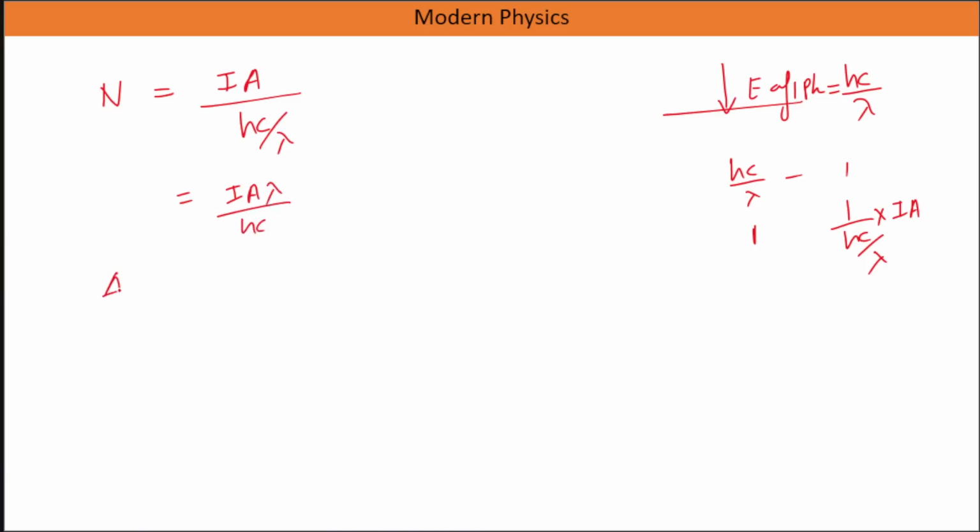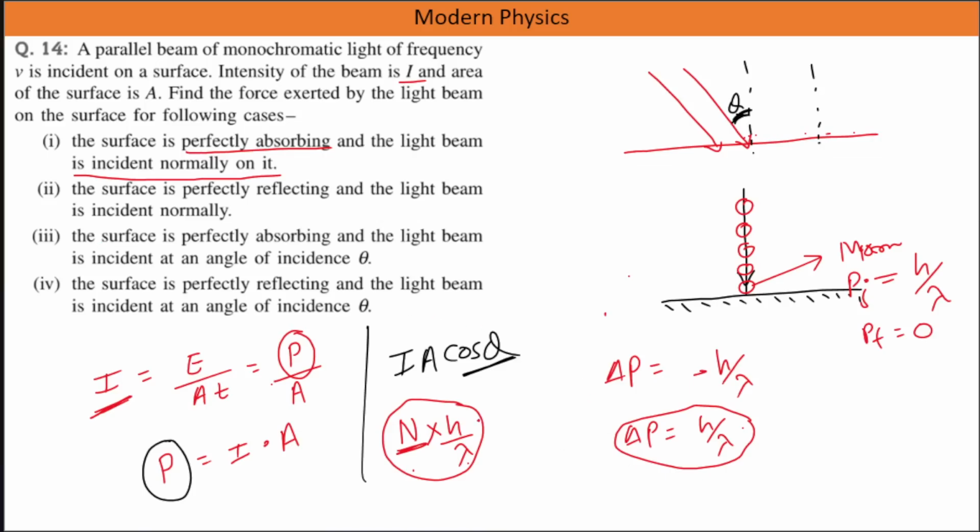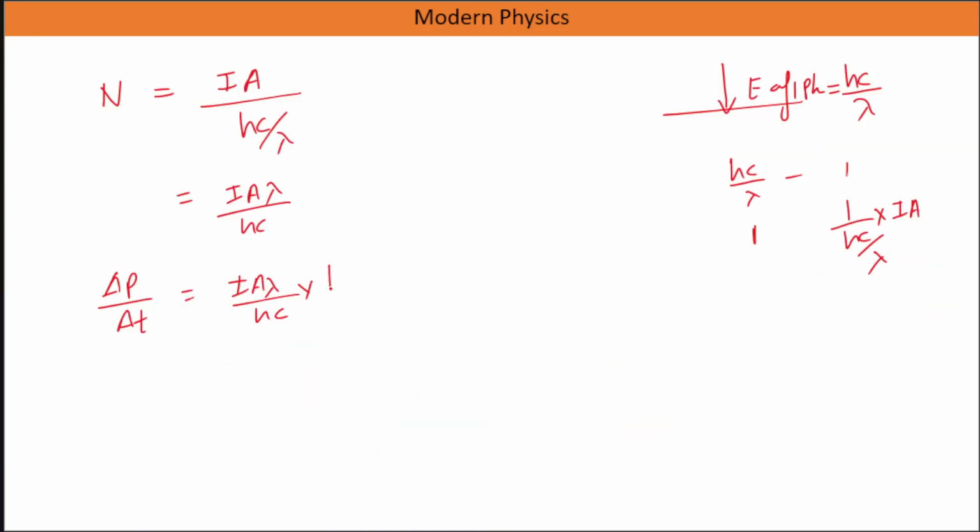ठीक है? So rate of change of momentum, आप क्या लिखोगे? IA lambda by hc into how much? Into delta p, and delta p तुम्हारा क्या आया था? h by lambda. So this is h by lambda, and this h by lambda will get cancelled, and you are left with what? I by c. So this is going to be the answer.